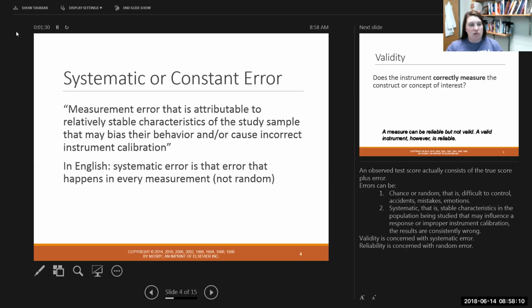Systematic or constant errors: again, measurement error that is attributed to relatively stable characteristics of the study sample that may bias their behavior and/or cause incorrect instrument calibration. What does that mean in English? It just means that systematic errors are errors that happen in every measurement. They're not random. They happen time after time after time because something was done incorrectly.